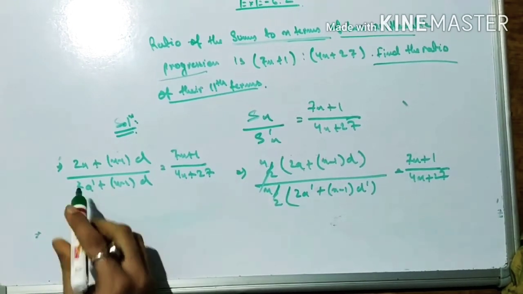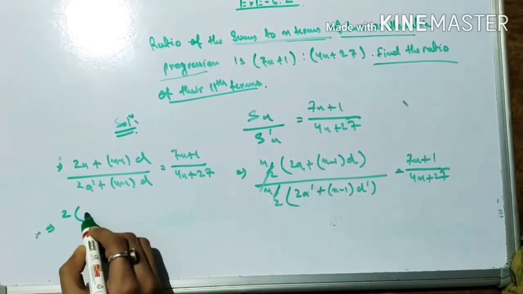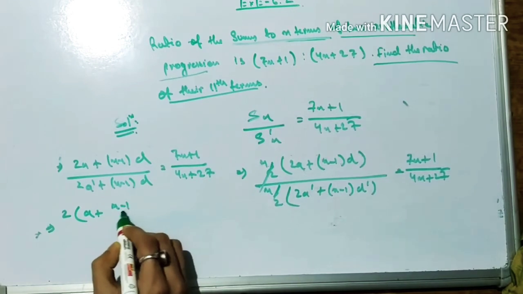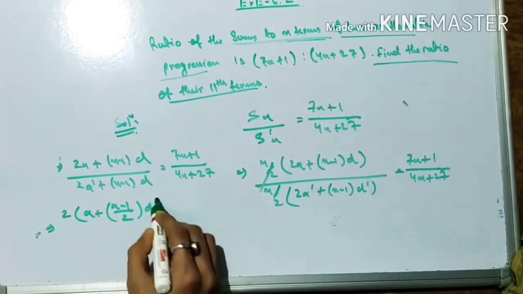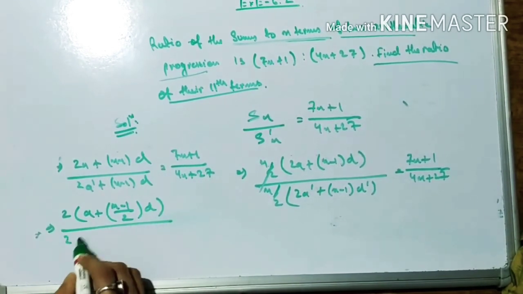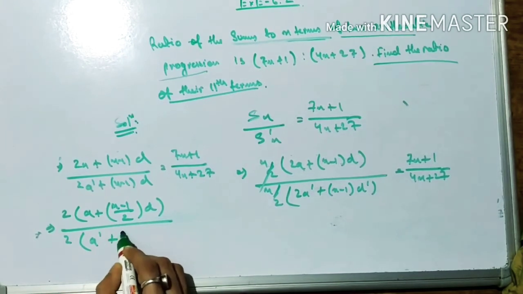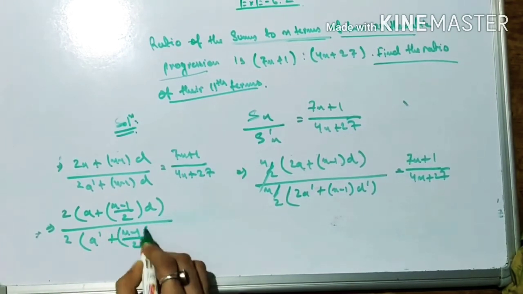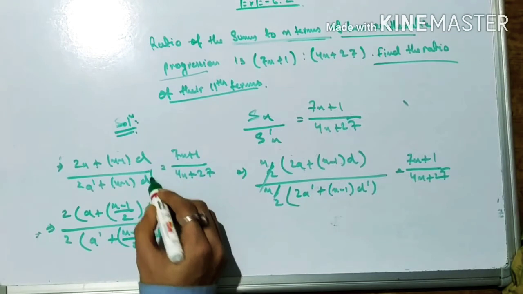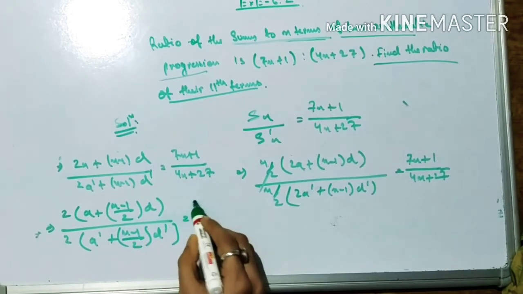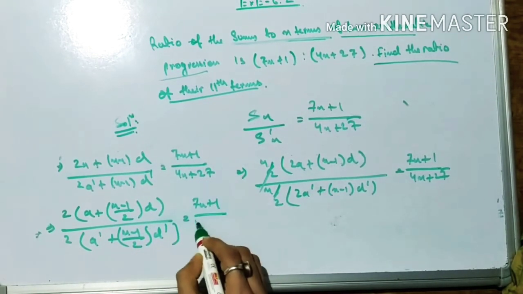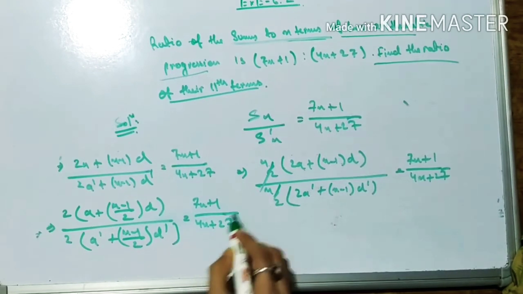So therefore in here what will I do? I will take 2 common. So this is a plus (n minus 1)/2 into d that I will get. And down also, 2 common, a plus (n minus 1)/2 d dash I will get. Understand? d dash is equal to (7n plus 1)/(4n plus 27).